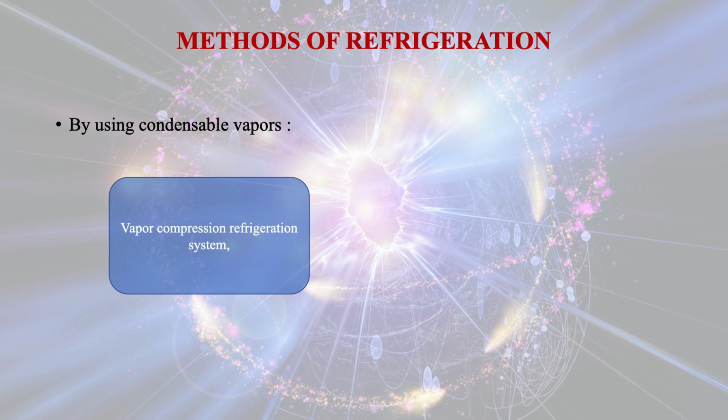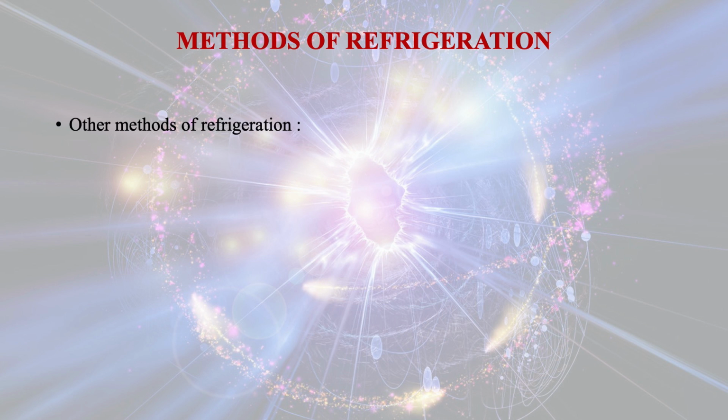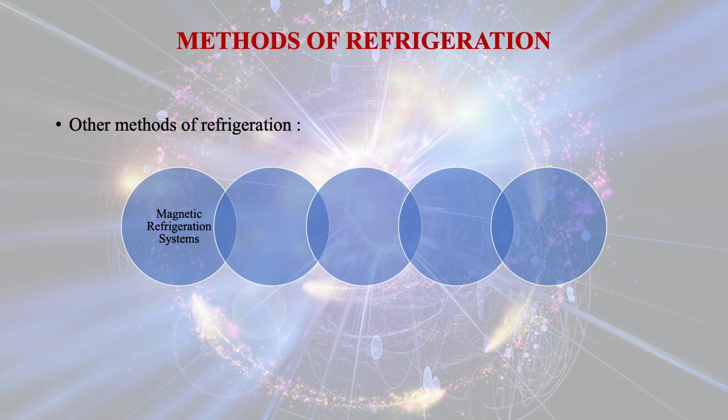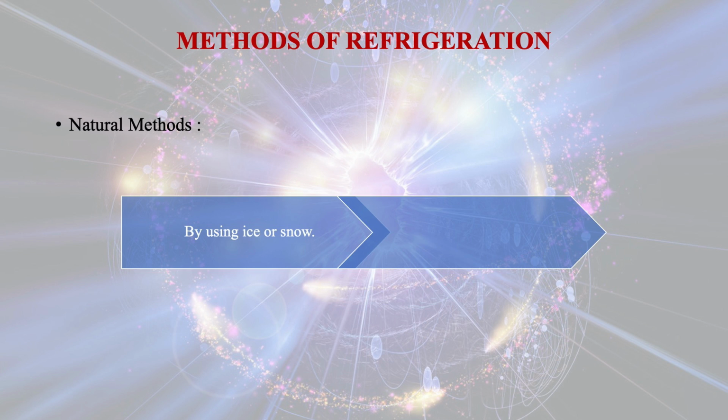Vapor compression refrigeration systems and vapor absorption refrigeration systems are widely used for the refrigeration process. There are other methods of refrigeration like magnetic refrigeration system, vortex tube system, thermoelectric refrigeration system, steam jet refrigeration system, ultrasound refrigeration. There are natural methods for refrigeration. One is by using ice or snow. Second one is evaporative cooling process or adiabatic cooling process.